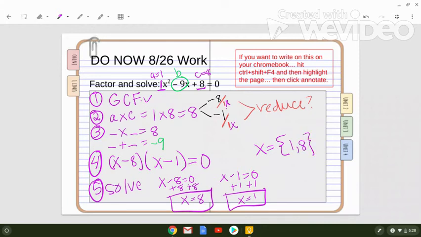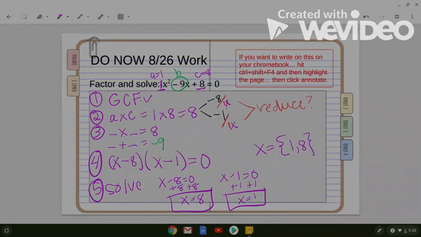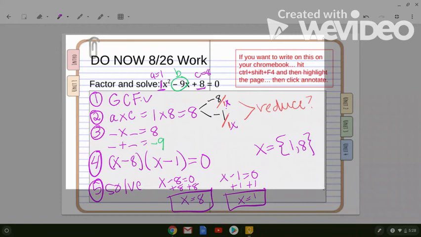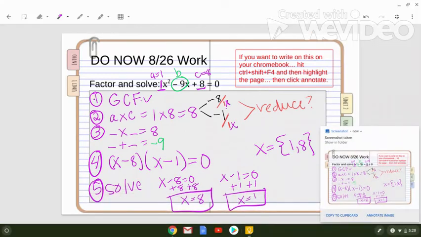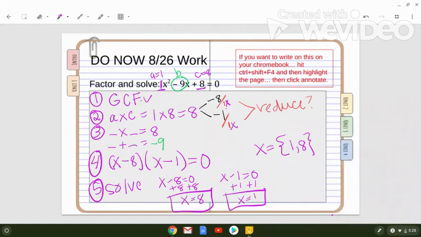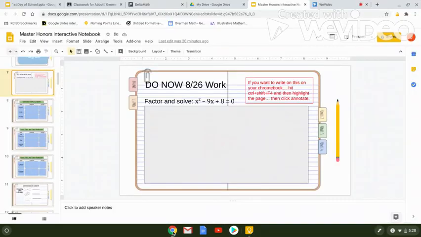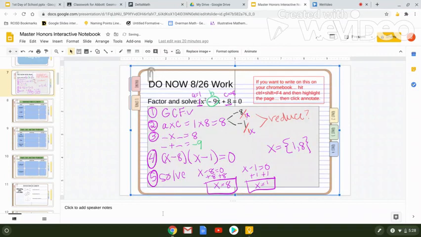So to put this back in my notebook, Control Shift F4. Highlight the page you're trying to get, or the amount. Copy to clipboard. Let's go back to our slide and press Control V to paste it in.